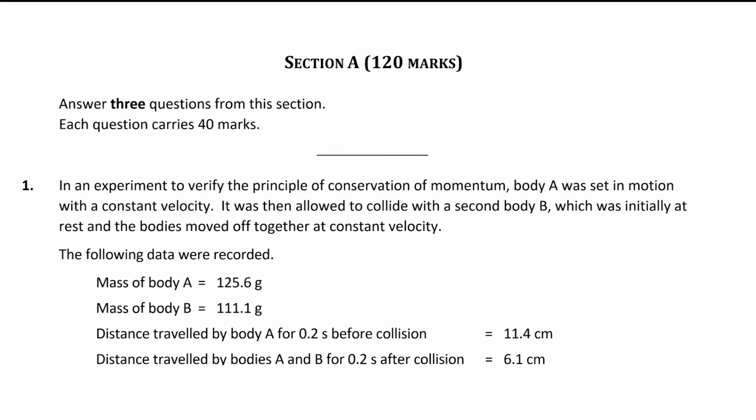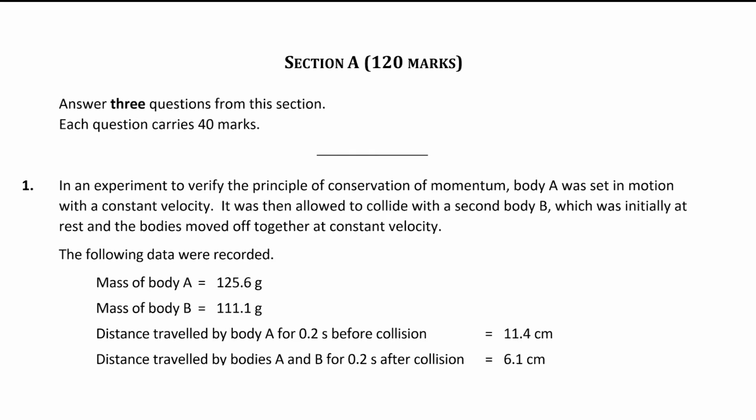In question 1, we are told that there's an experiment that has been done to verify the principle of conservation of momentum. Body A was set in motion with a constant velocity. It was then allowed to collide with a second body B, which was initially at rest, and the bodies moved off together at a constant velocity. The following data was obtained. Mass of body A is 125.6 grams. Mass of body B is 111.1 grams. The distance travelled by A for 0.2 seconds before the collision is 11.4 centimeters, and the distance travelled by A and B together for 0.2 seconds after the collision was 6.1 centimeters.